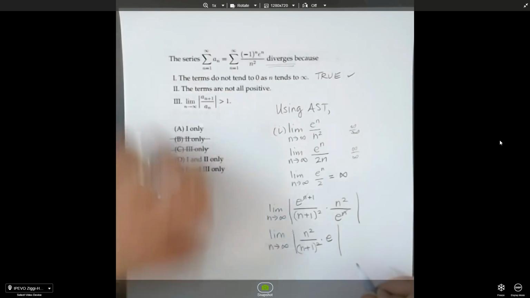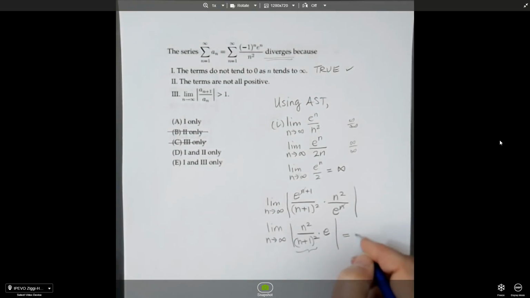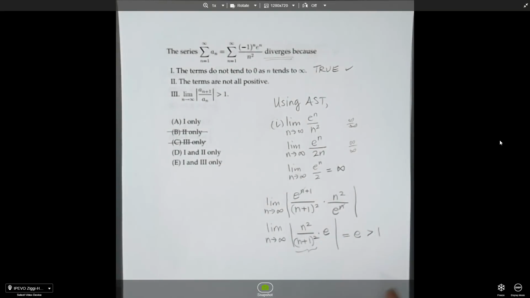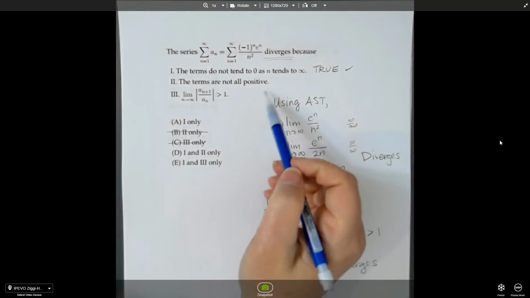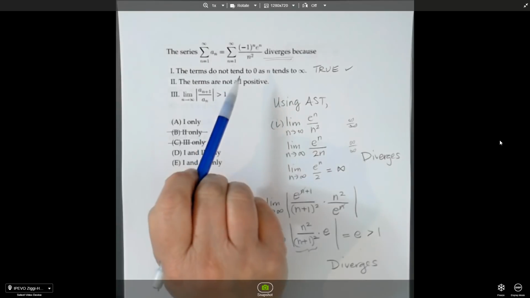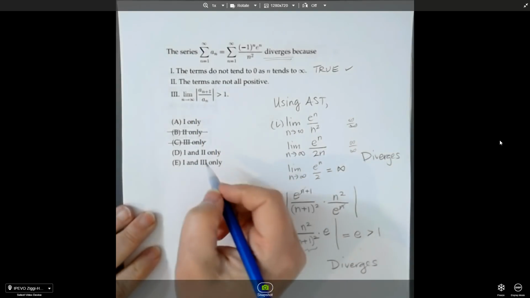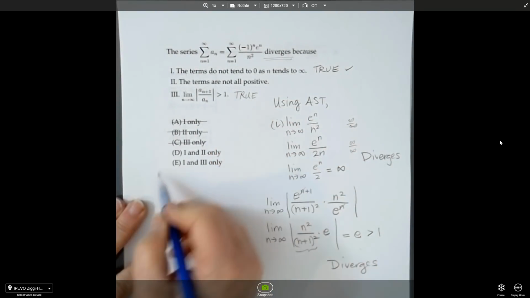times e. Well, guess what, folks? This rational goes to 1 as you let n get really big because it's degree 2 over degree 2. And so my limit then is e, which is greater than 1. So by the ratio test, this diverges. And this diverges. So the terms not being positive doesn't really affect it because this is alternating, and we use the alternating series test. So it didn't diverge because all of the terms are not positive. So the answer is going to be 1 and 3.